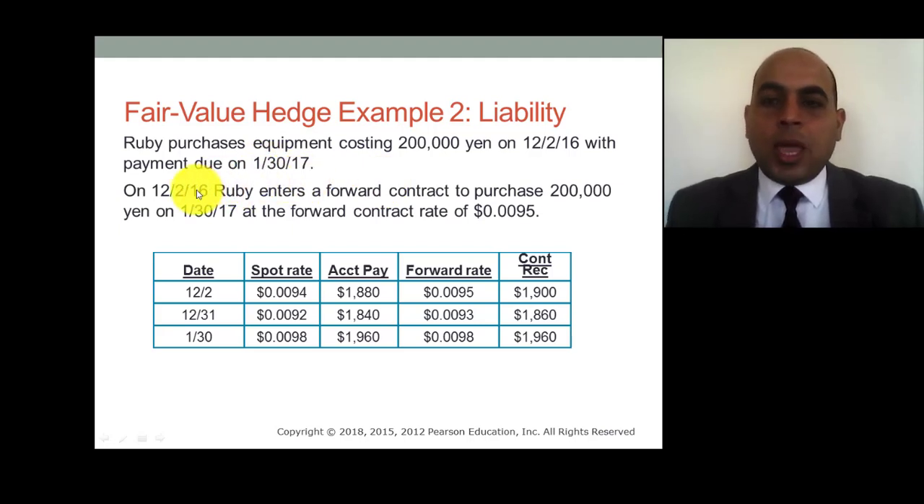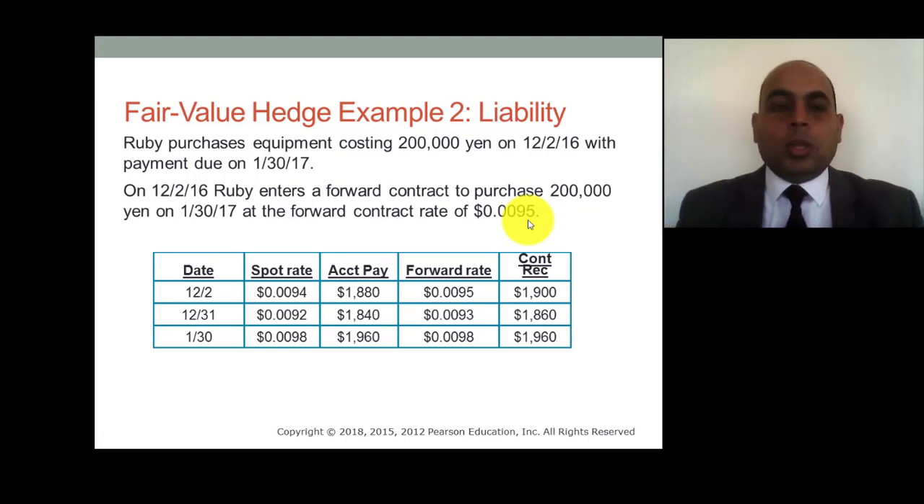On the same day of purchasing this equipment, the company enters a forward contract to purchase 200,000 yen on 30 January, the settlement date or the payment due date, at the forward contract rate of 0.0095. Let us see how we will recognize and record this transaction, as we have the foreign currency exchange rate on these different days.